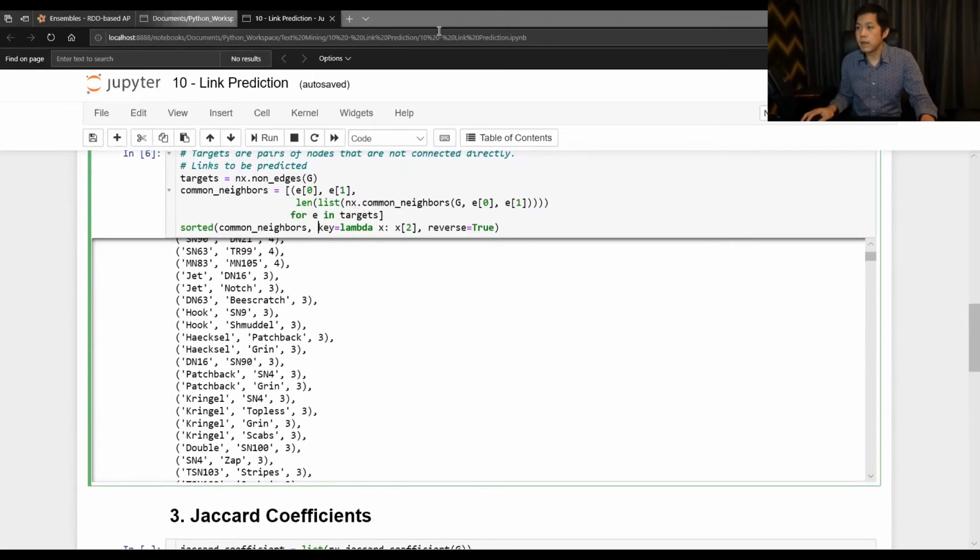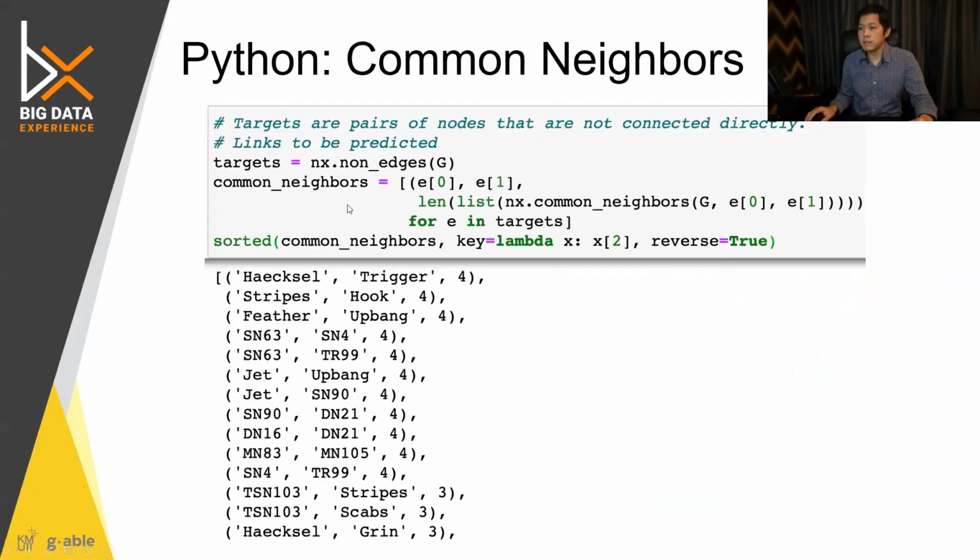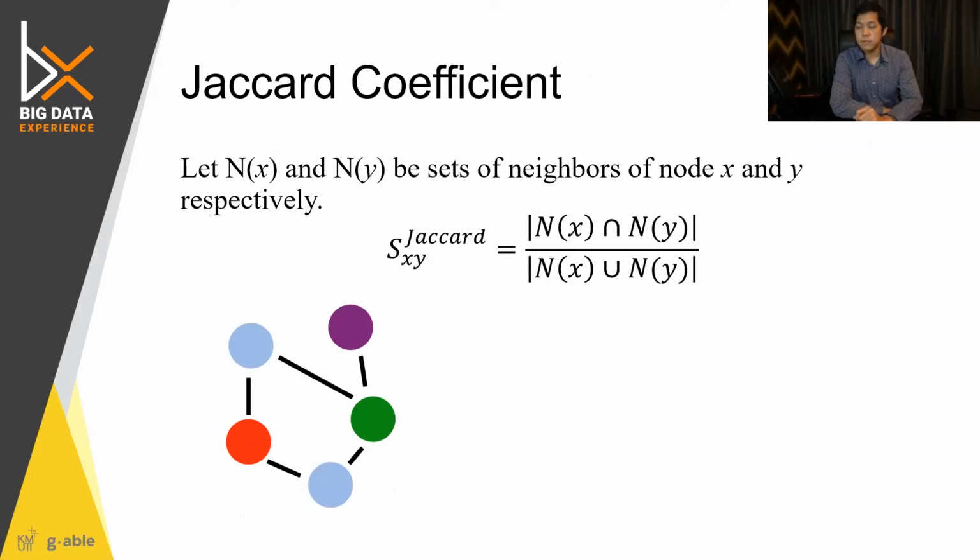Okay, let me switch back here. So this is the graph, and just like the common neighbor, you get the common neighbor of the graph. Okay, that's the first one. Now let's take a look at the second one.